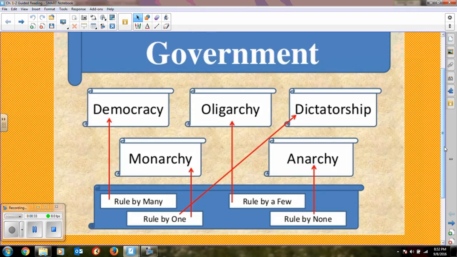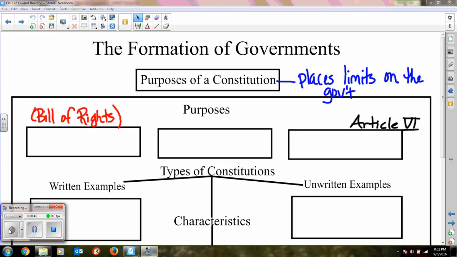The first type of government that we're going to talk about is on the chart in front of you: a constitutional government. If you'll take that chart out for just a minute, we're going to fill that part in today. The thing about a constitutional government is that it places limits on the government. If the country has a constitution and it doesn't place limits on the government, then it is not a true constitutional government.